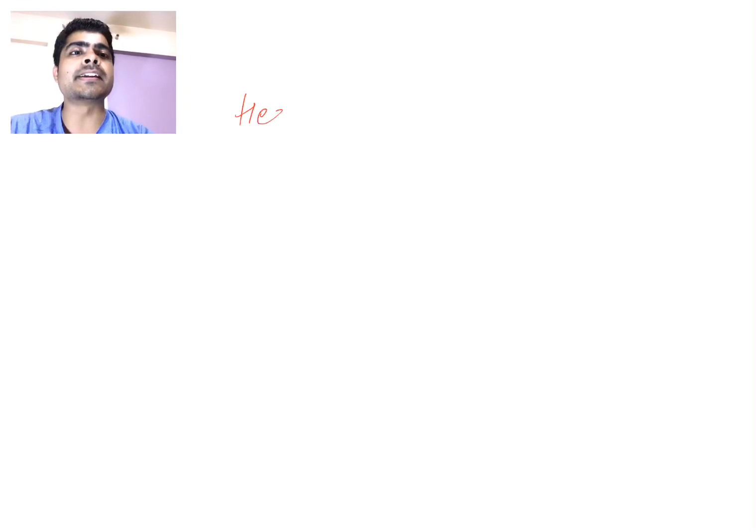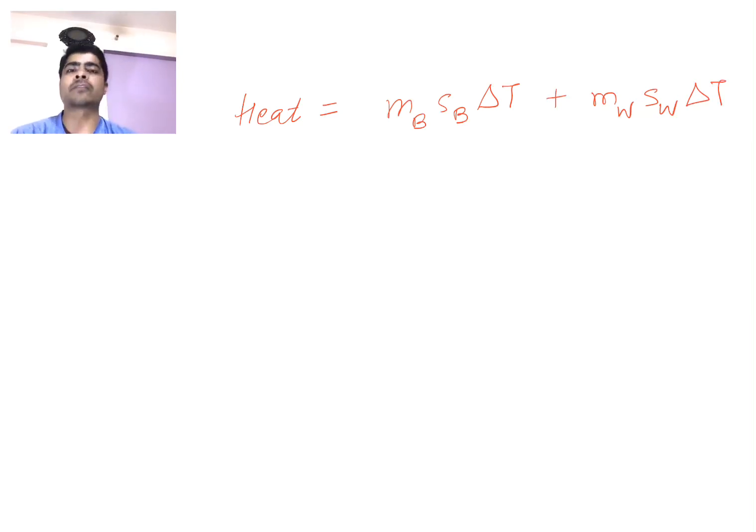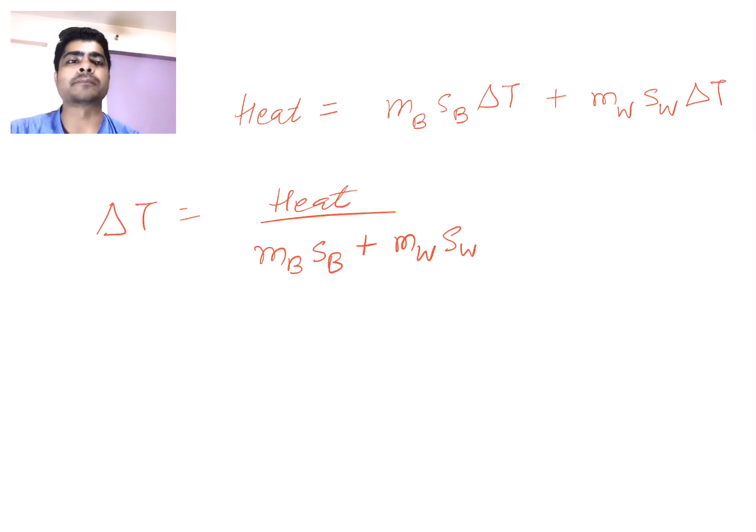So the heat released will be absorbed by the block and the water. So we can write down mass of block into specific heat of block into delta T plus mass of water into specific heat of water into delta T. So this is how the heat will be absorbed, and we can find delta T. So delta T will be heat divided by mass of block into specific heat of block plus mass of water into specific heat of water.